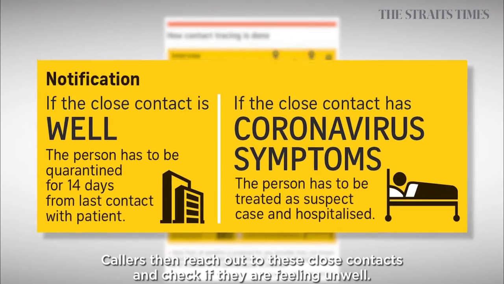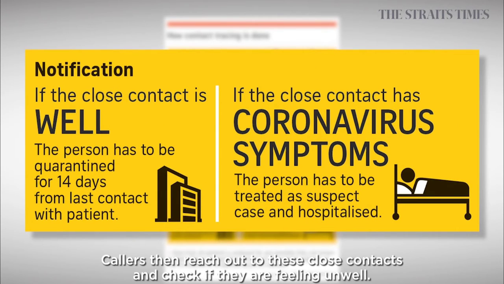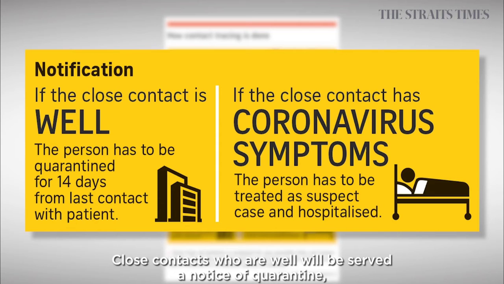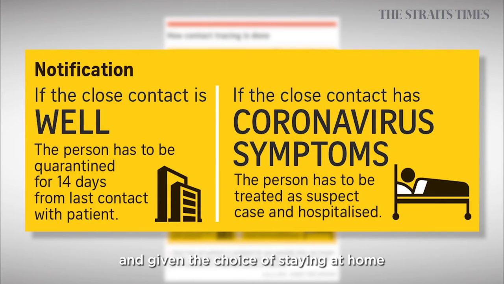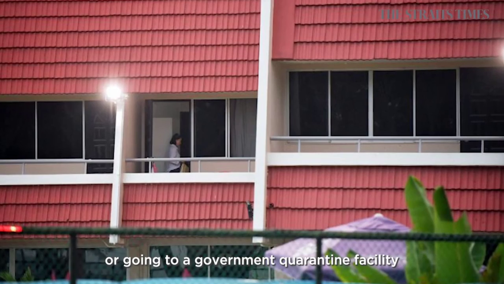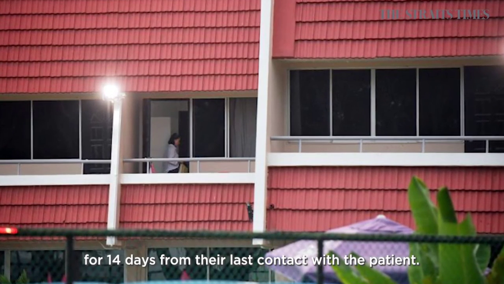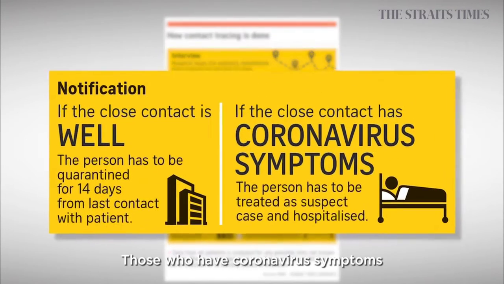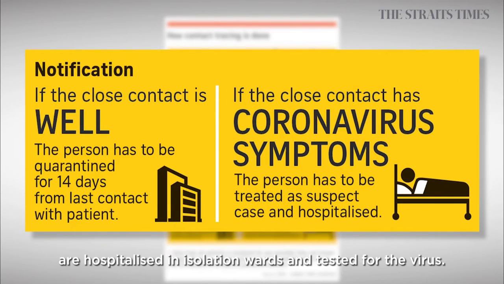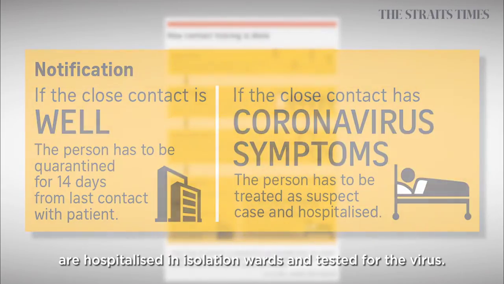Callers then reach out to these close contacts and check if they are feeling unwell. Close contacts who are well will be served a notice of quarantine and given the choice of staying at home or going to a government quarantine facility for 14 days from their last contact with the patient. Those who have coronavirus symptoms are hospitalized in the isolation wards and tested for the virus.